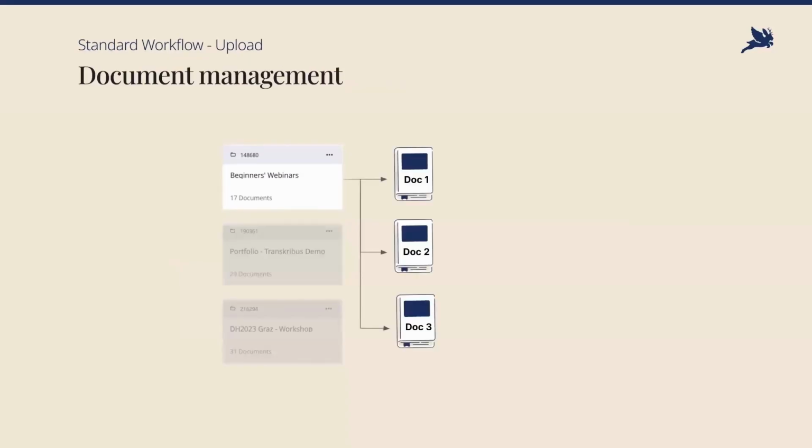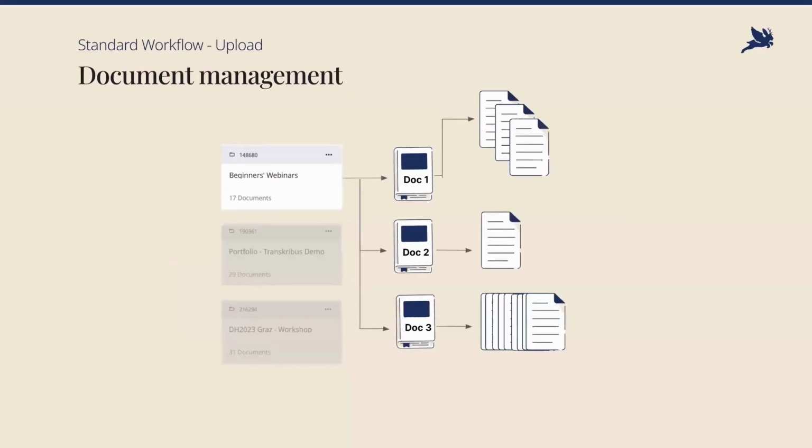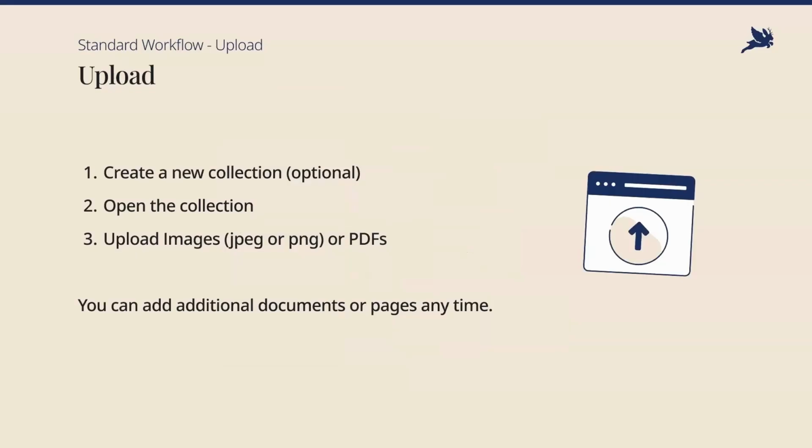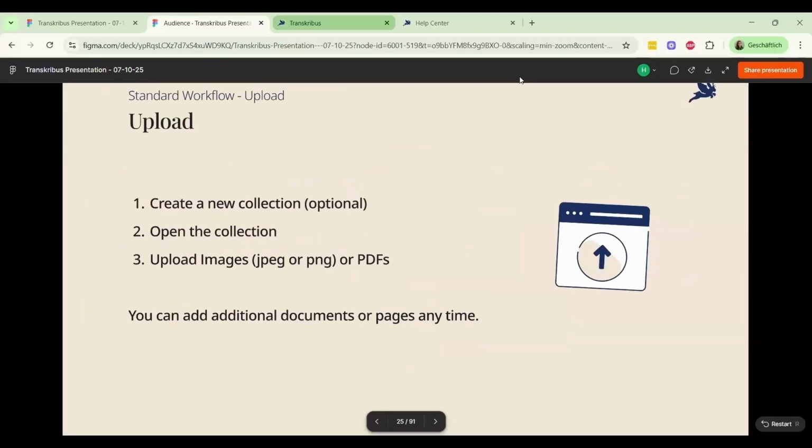Within these collections are documents. You can have multiple documents in one collection. And within these documents are the pages of your document. So if your document is a letter, that can be one page, but if your document is a book, that can be hundreds of pages. Now, to upload your document, you can create a new collection. If you just created a new account, then you open that collection, or you can simply upload your images or PDFs to your collection. And I'll show you how that works right away to explain it better.